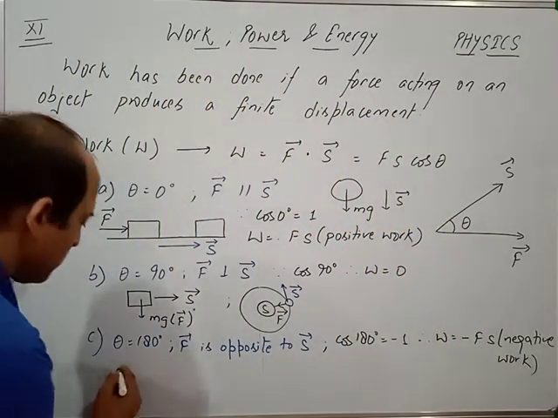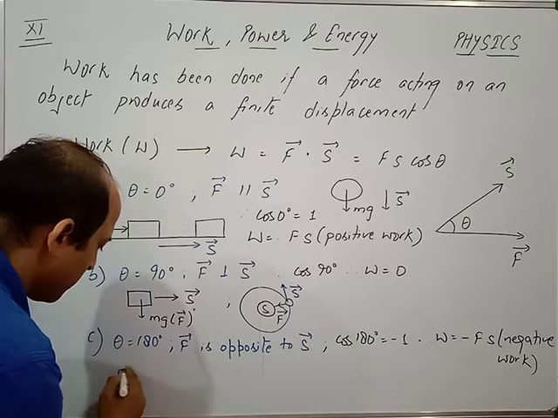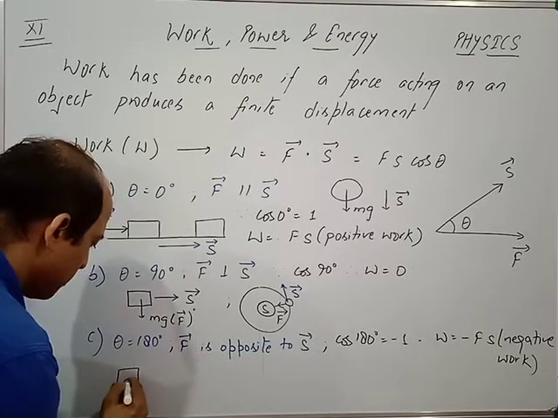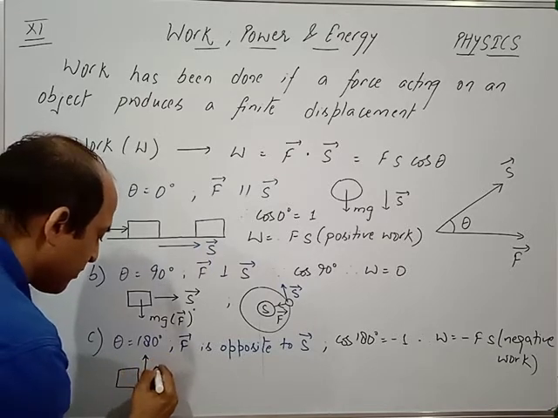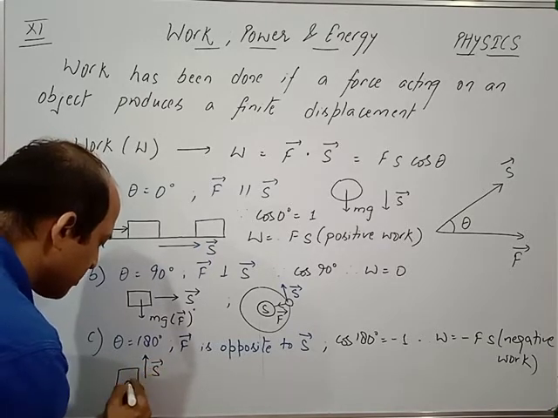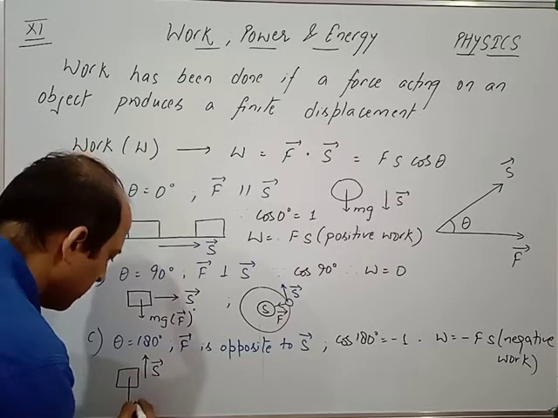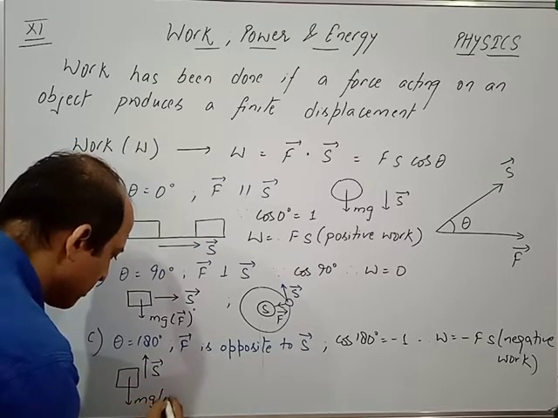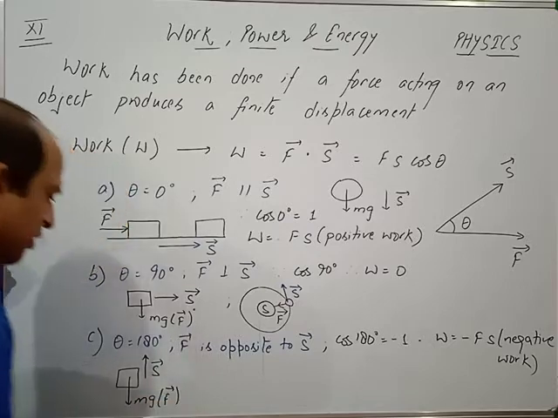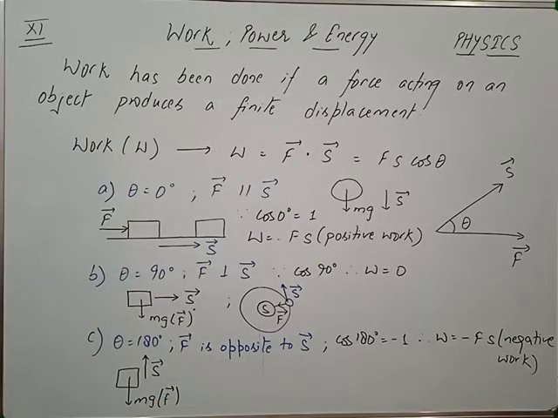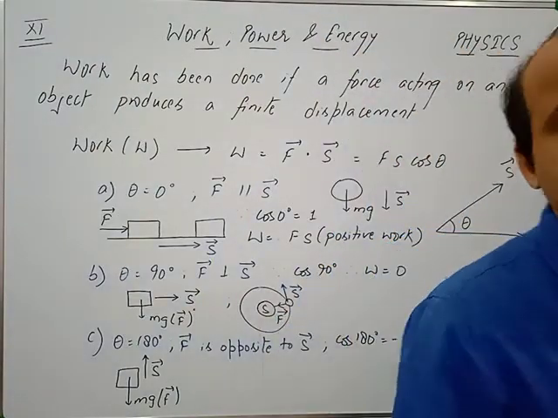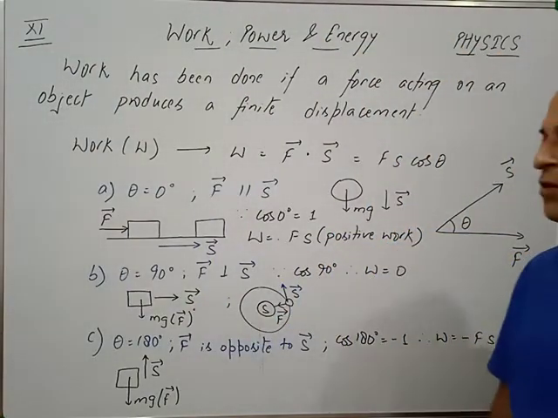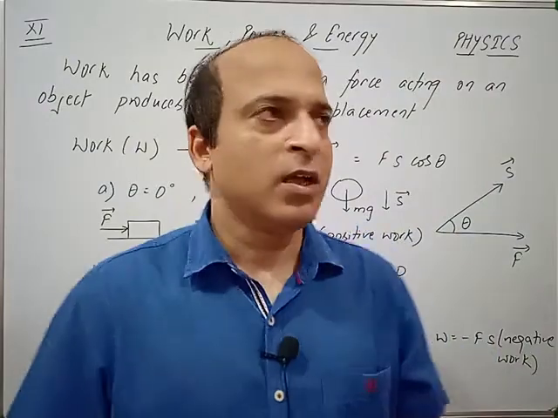Are the examples present? The answer is yes again. Suppose you have a block or a mass and you throw this mass in the upward direction against gravity. Displacement is in the upward direction, force vector mg in the downward direction. You can see the force vector and displacement vector are opposite to each other. So when an object is thrown against gravity, the work done by the gravitational force is negative.